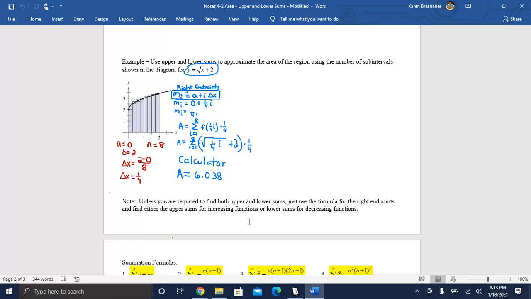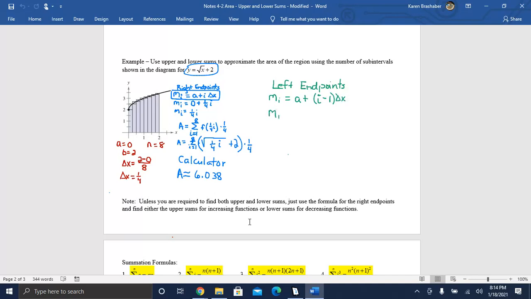And then we will switch to the left endpoints. And again, notice that I'm not concerning myself with whether I have just found an upper or a lower estimate. I'm just going to find both estimates, one using the right and one using the left. For the left endpoints, my m_i is going to be found by doing a plus, and then instead of just i, I have to back it up one, so i minus 1 times my delta x.